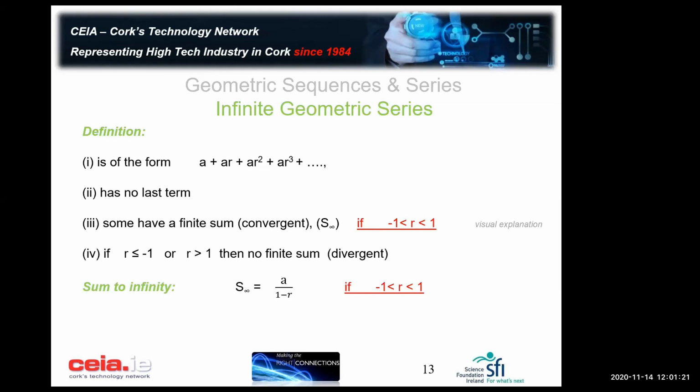So the formula for the sum to infinity, when you have a finite sum, is a over 1 minus r. Again, only if r is between -1 and 1, that means only if r is a fraction. It has to be a fraction. And if something is a fraction and it's being multiplied by another fraction, obviously it's going to get smaller and smaller. So we go to example 13.